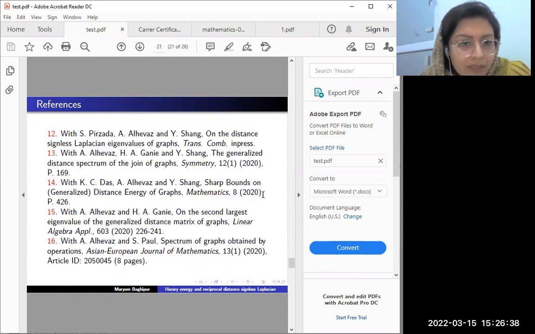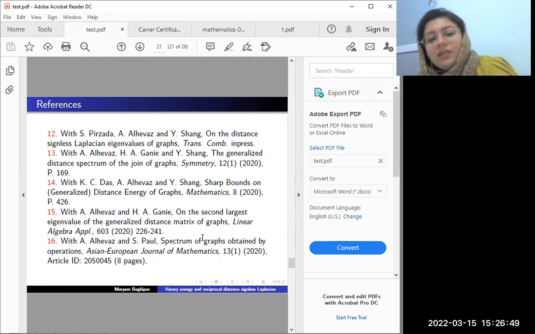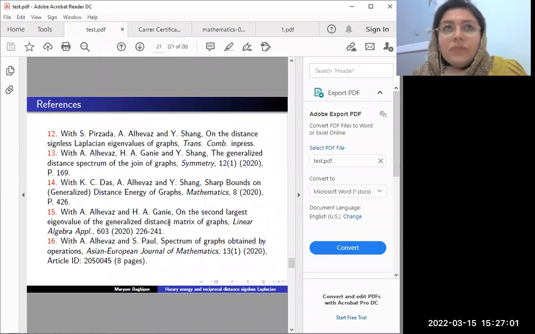And the spectrum of these matrices gives us some information. We study the spectrum of graphs obtained by operations, for example, join, lexicographic product, and some other operations. Nikiforov defined the generalized adjacency matrix. In fact, the generalized adjacency matrix extends the spectral properties of adjacency matrices and signless Laplacian matrices.